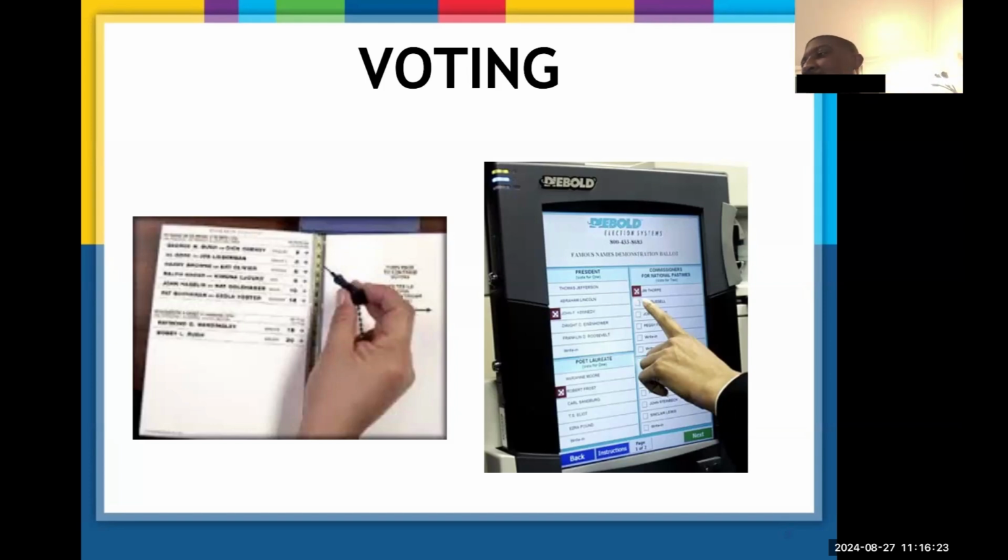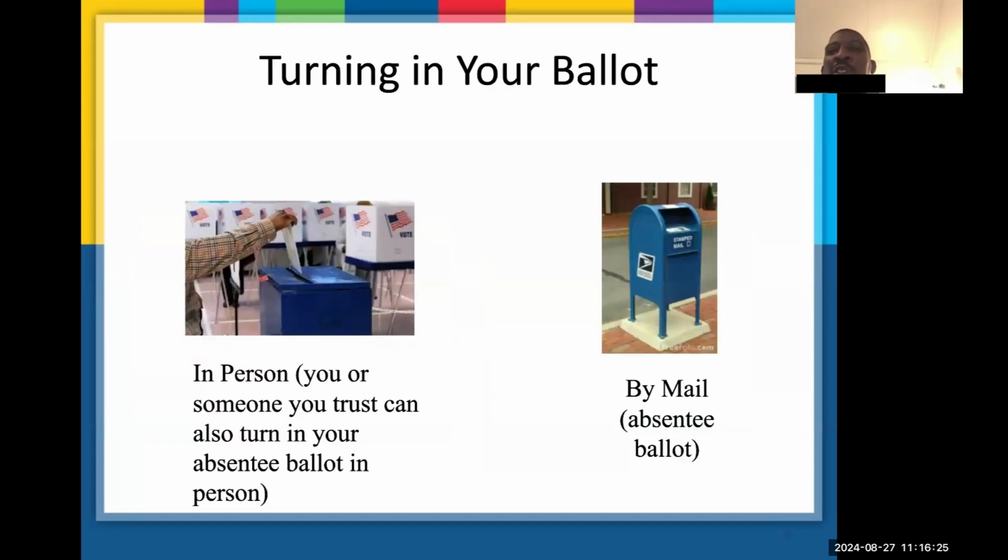So next slide. Turn in your ballot. You can turn it in person. You or someone you trust can also turn in your absentee ballot in person, or by mail, absentee ballot.